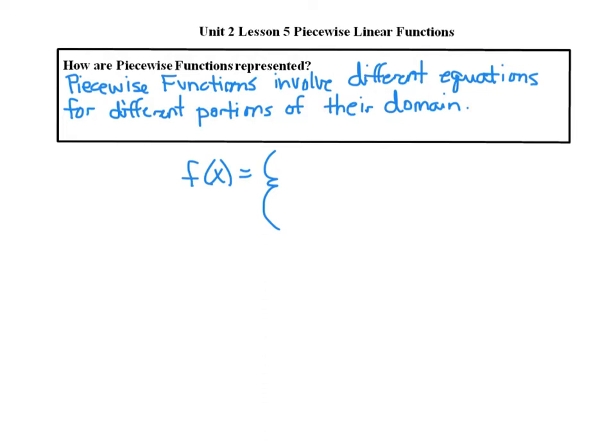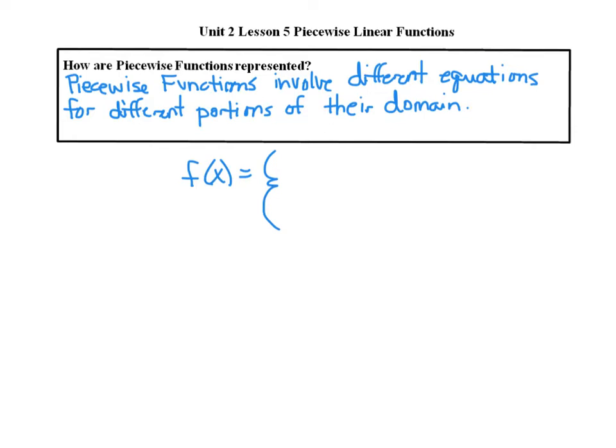You were first introduced to piecewise functions in Algebra 1, so let's review what they look like. Piecewise functions are represented in a way that involves different equations for different portions of their domain. So we will see a notation that looks like this, where f of x is equal to, and inside the bracket it will show several lines with different functions. For each function, it will have to specify what domain is used for that function.